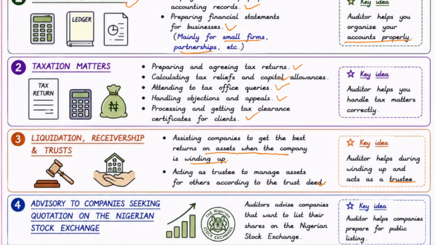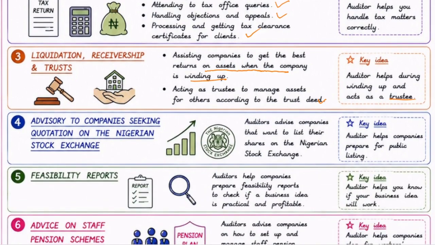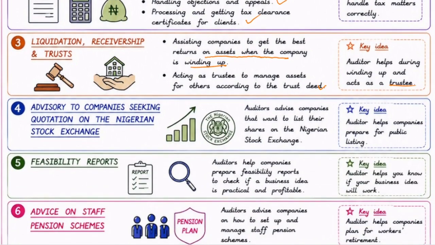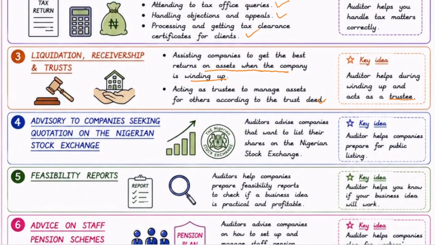Number 4, advisory to companies seeking quotation on the Nigerian stock market. So a company that wants to go public, that is companies that want to list their shares on the Nigerian stock market, they help with all that is required. Auditor helps companies prepare for public listing.